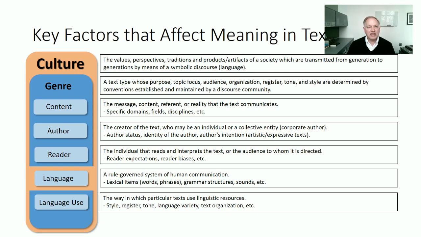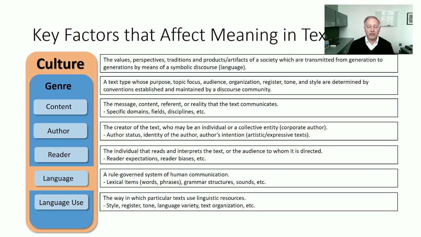The reader is the individual, obviously, that reads and interprets the text, the person to whom or the people to whom it is directed. So we have to think about what are the expectations of those readers, what are some of their cultural frames, what biases might they have, and things like that. Again, these are all factors that affect the meaning of texts. Our brains recognize these things. We do it without thinking, but what we're doing is kind of slowing down our analysis to slow motion.